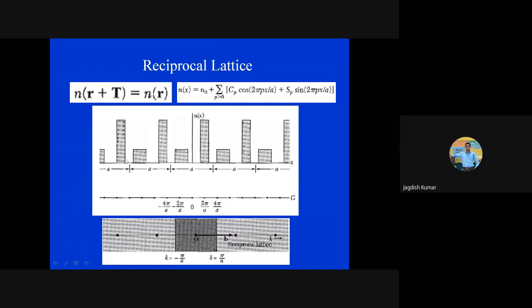So these two were just periodic arrangements of points, and almost the same. Both are infinite. In one case, the repetition is after a. In the other case, the repetition is after 2 pi by a. But if we forget the lengths and the units of lengths, we will say both are identical. They are just one-dimensional arrangements of periodic points.